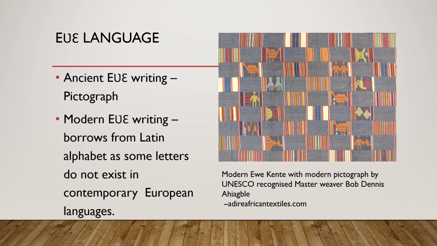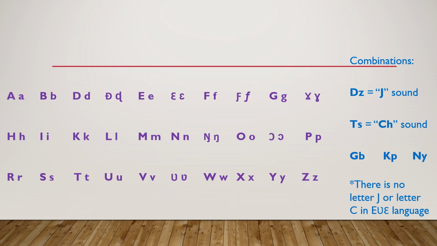The popularly used Ewe writing system borrows from the Latin. There are not enough letters in contemporary European languages, so the modern Ewe writing borrows from the Latin. This is the Latin Ewe alphabet. It consists of 30 letters and 5 combination letters.